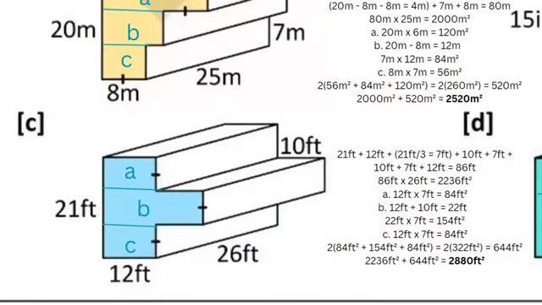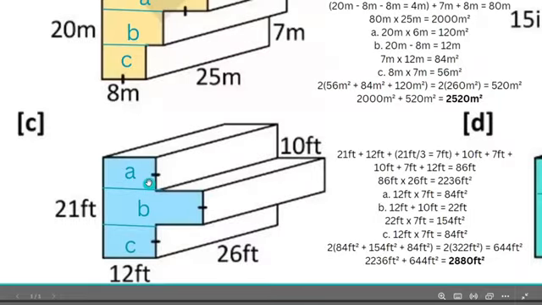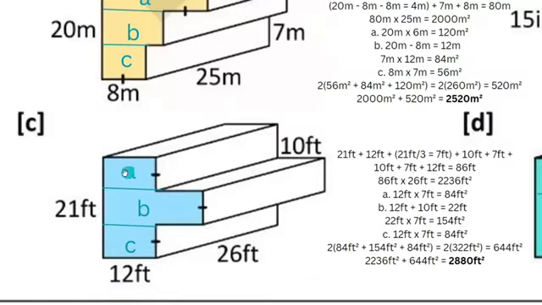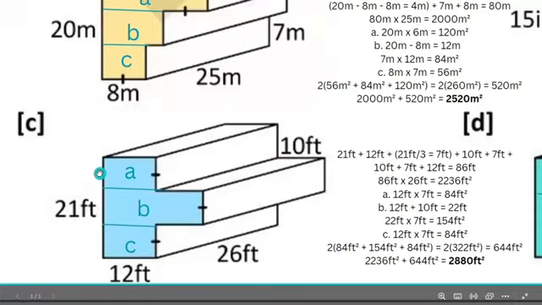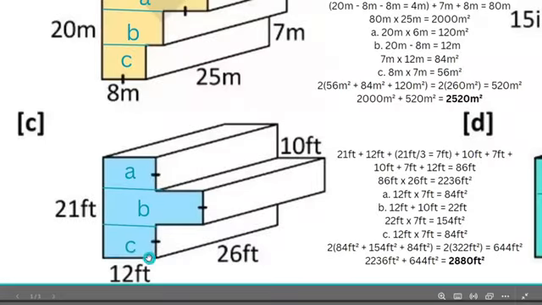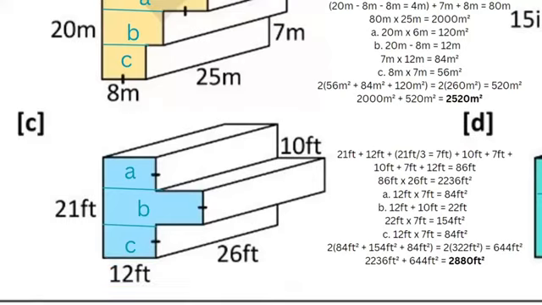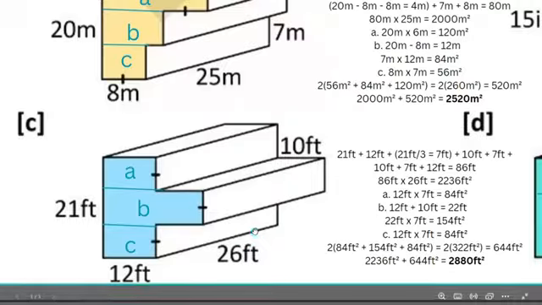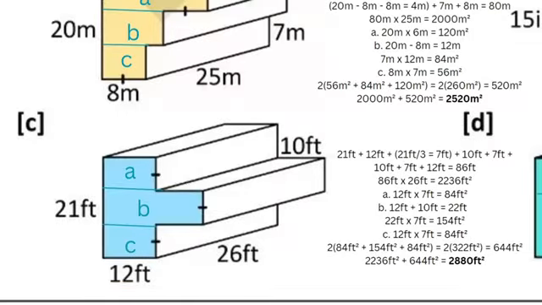Next, we're calculating C. Same as question A and B, we need to calculate the part that has color first. So 21 foot plus 12 foot. Then we take 21 foot divided by 3, which equals 7 foot, the length for this part. Then we add 10 foot, 7 foot, 10 foot, 7 foot, and 12 foot. The answer will be 86 foot. Then we take 86 foot times 26 foot, which equals 2,236 foot square.